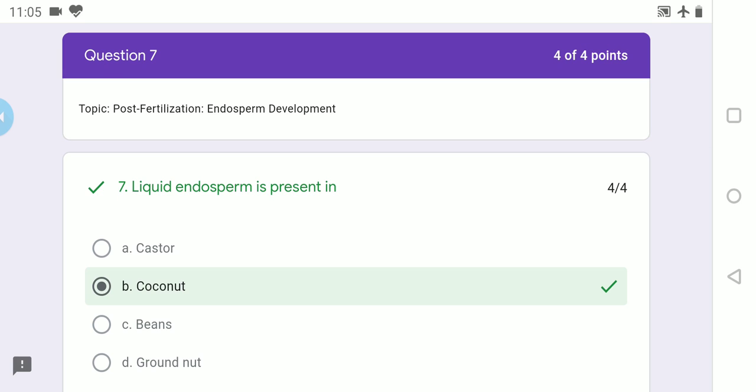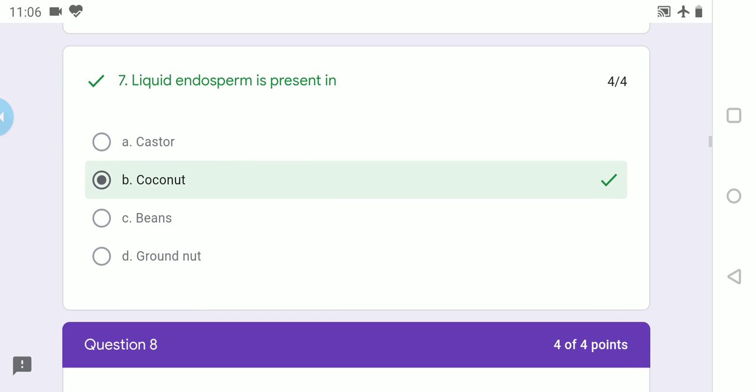The next question, the seventh one. This question is related to post-fertilization events, specifically the formation of endosperm, that is endosperm development. Liquid endosperm. While we are discussing endosperm, I told you that in the most common endosperm development, PEN undergoes successive nuclear divisions to give rise to free nuclei. This kind of endosperm is called free nuclear endosperm. Subsequently, cell wall formation occurs and the endosperm becomes cellular. This is called cellular endosperm. Here they gave the question on liquid endosperm.